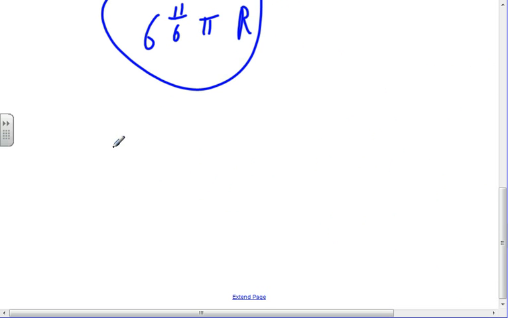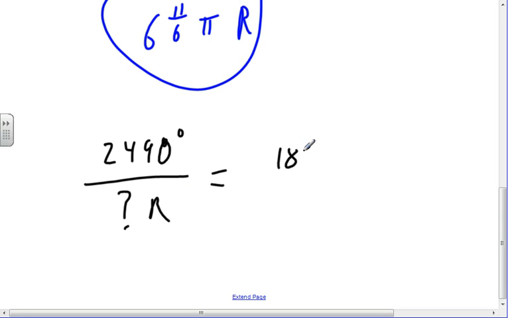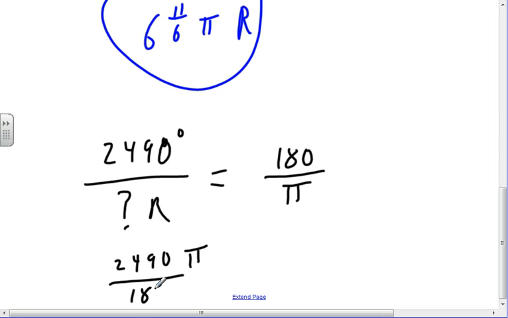Okay, so I'll do it a different way. 2490 degrees. We want to know in radians, knowing that 180 of them is pi radians. 2490 pi divided by 180 equals what? 2490 divided by 180, 13.833. What's 0.833 anyway? No, it's not that.